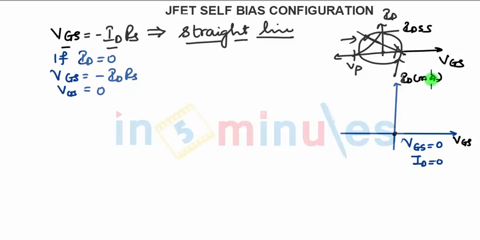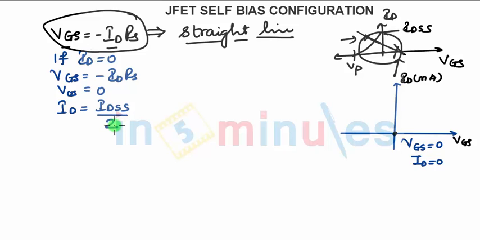Now for the second point, we need to choose the value of either ID or VGS and find the other value, using this equation. The resulting level of ID and VGS will define another point on the straight line. For example, if we take ID equals IDSS by 2, IDSS will be given in the question. So if I am taking IDSS by 2, then what will be the value of VGS? I will have VGS as minus ID into RS, so it will be minus IDSS RS upon 2.